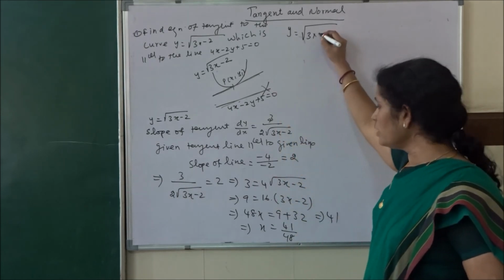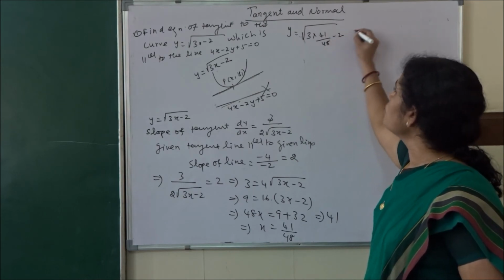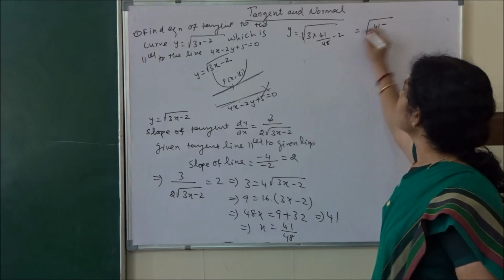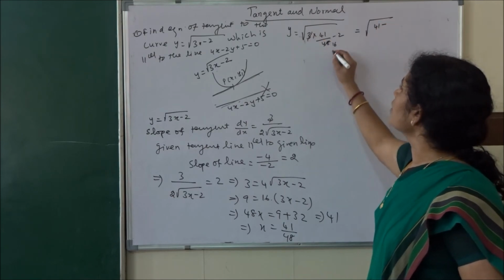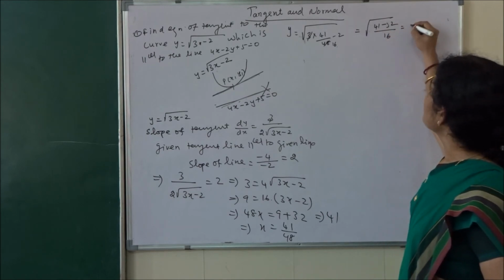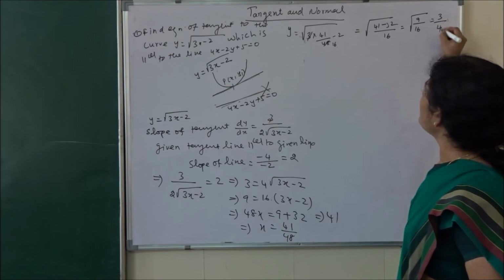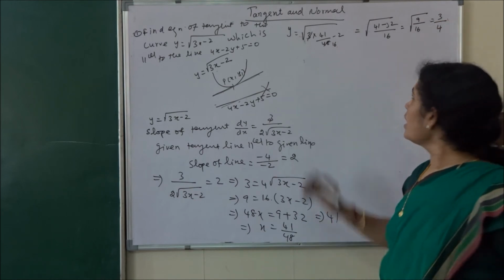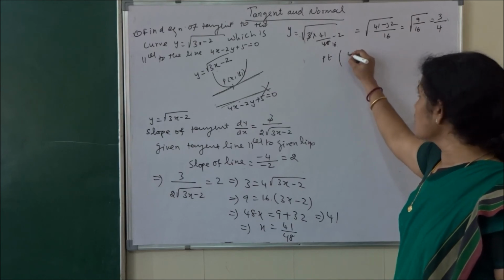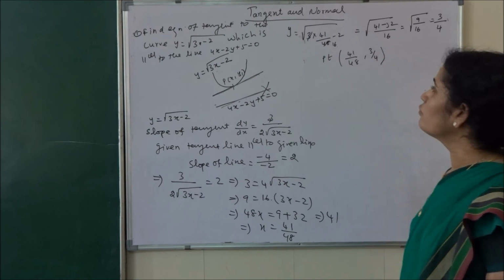Now y equal to under root of 3 into the value of x. What is the value of x? 41 by 48 minus 2. So that is equal to 16. So that is 41 minus 32, the whole upon 16. So that is equal to under root of 9 by 16, which is plus or minus 3 by 4. Okay, fine. So the point on the curve we are getting is 41 by 48 and 3 by 4.